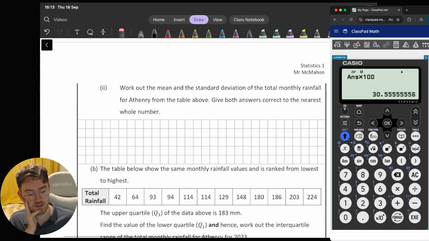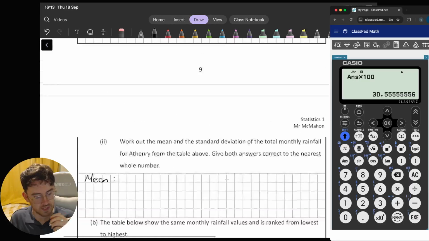Work out the mean and the standard deviation of the total monthly rainfall for Athenry from the table above. Give both answers correct to the nearest whole number. If we were paying attention there, when we used our calculator, we were actually able to see all of those values. Now the mean is one that we can work out fairly easily. So let's do our work for the mean, but we'll have in our head that we could do it on our calculator. When we go to do standard deviation, it's going to give us the mean anyway. So that can be a nice check for us to make sure that we either have got the mean right by doing it by hand, or that we haven't made a mistake typing it into our calculator, which is another option. So let's look at the mean here.